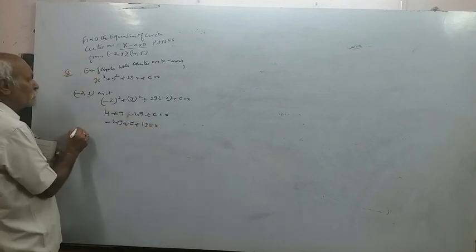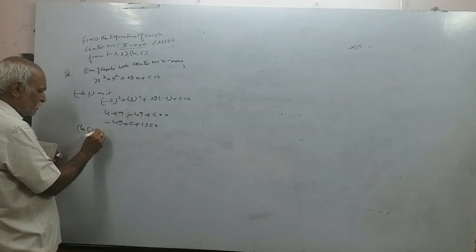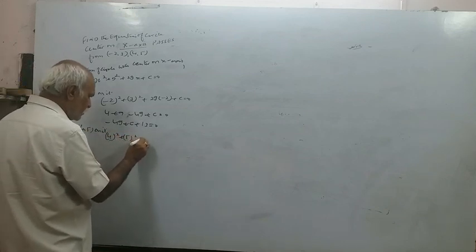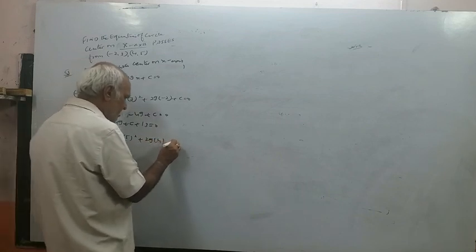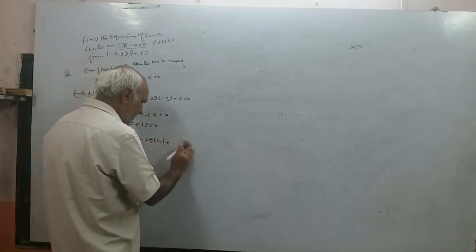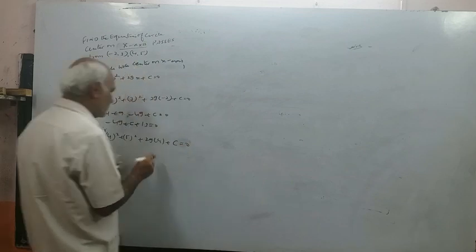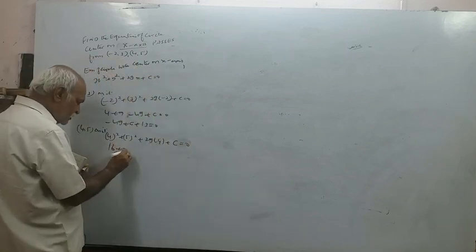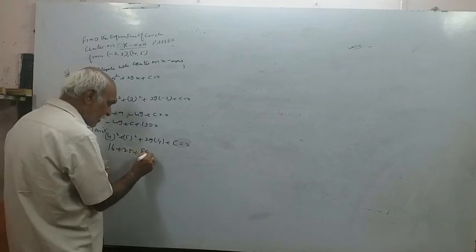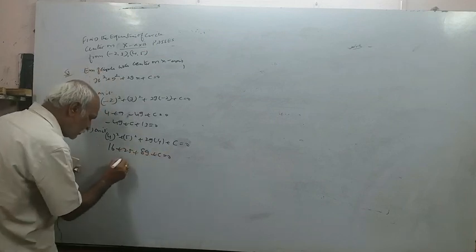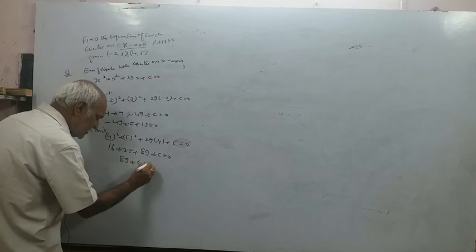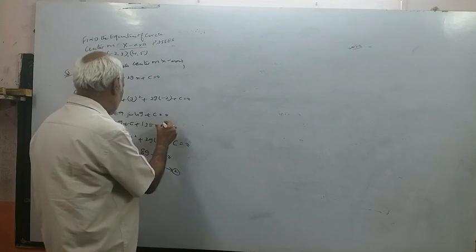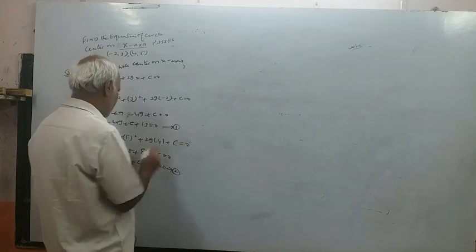What is the second point? 4 comma 5. So 4 square plus 5 square plus 2g into 4 plus c is equal to 0, because we have to consider only 2gx. So 16 plus 25 plus 8g plus c is equal to 0. So 8g plus c plus 41 is equal to 0. This is the second equation. We will solve 1 and 2.